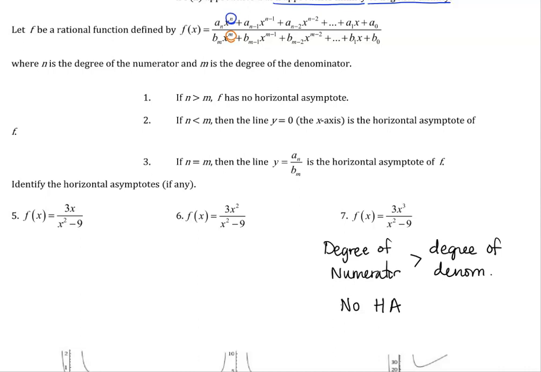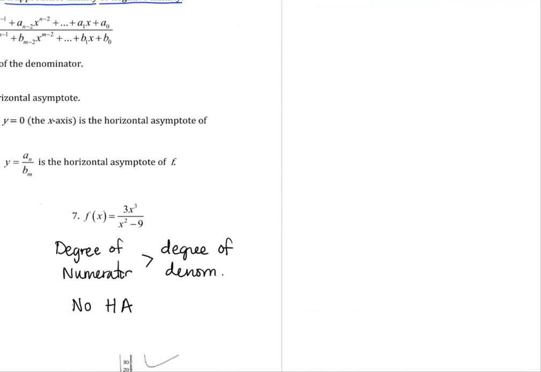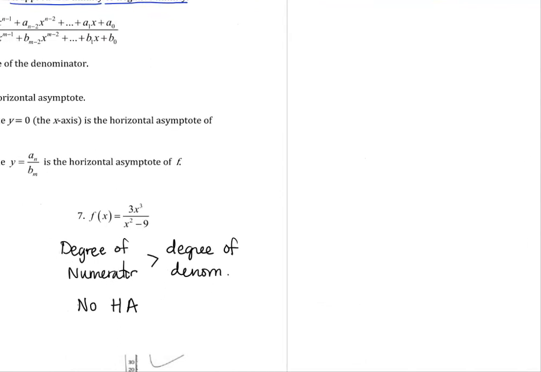Please do not confuse that with a vertical asymptote. Example 7 would have a vertical asymptote. In fact, it would have 2 vertical asymptotes, because this denominator of x squared minus 9 can be equal to 0, and x is equal to 3, and x is equal to negative 3.